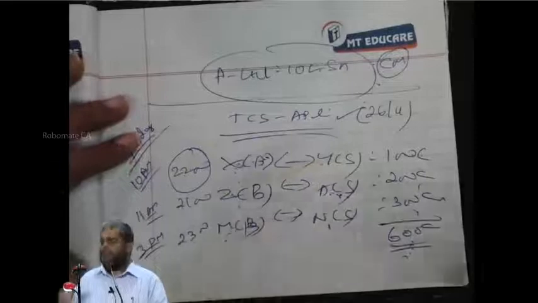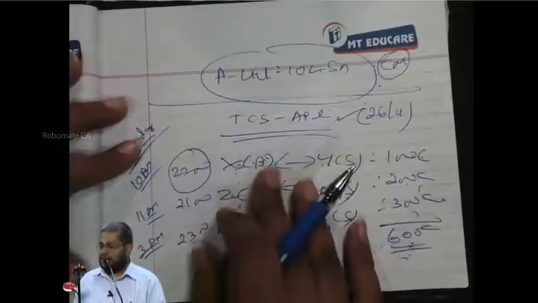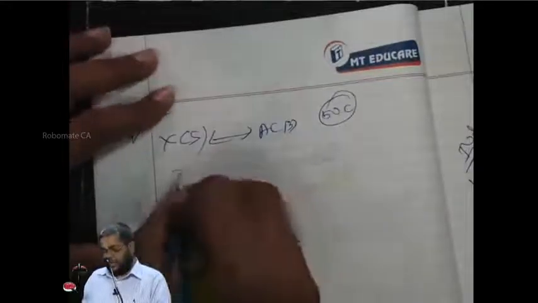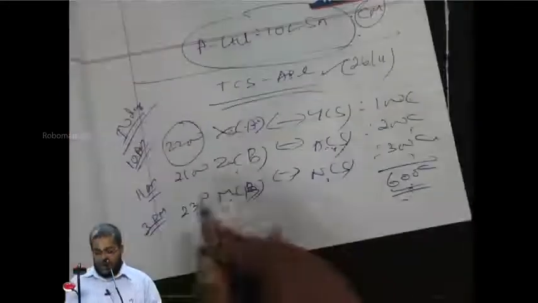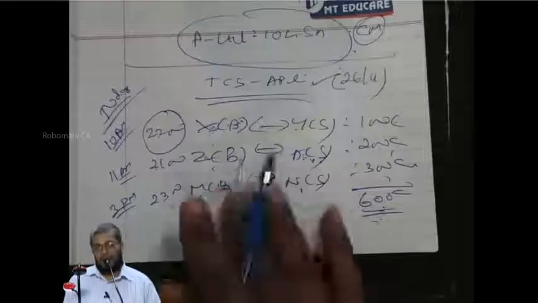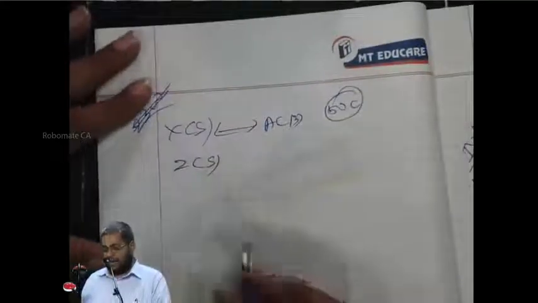Now, on the same day, Z also wants to come out. Who also wants to come out here? Z also wants to come out of 100 contracts. How many contracts here? 100 contracts. Z has to come out by giving a counter sell. For how many contracts? 100 contracts.